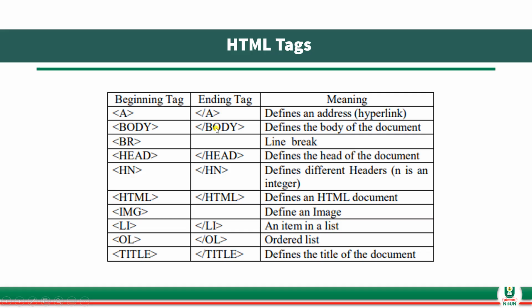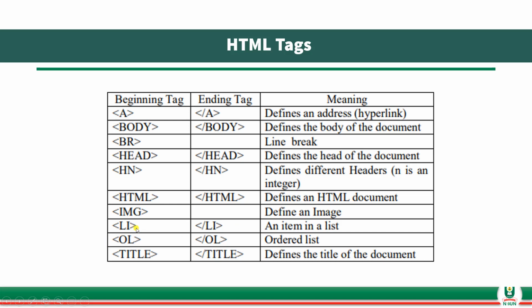Now here we have a list of different tags. So this is the beginning tag, this is the ending tag. You have the anchor tag that describes an address. You have the body tag. You have the BR tag, which is the line break. You have the head tag, which defines the head of a document. We'll be using this head tag in subsequent videos. You have the HN tag, you have the HTML, I've talked about this. We have the image tag, which defines an image.